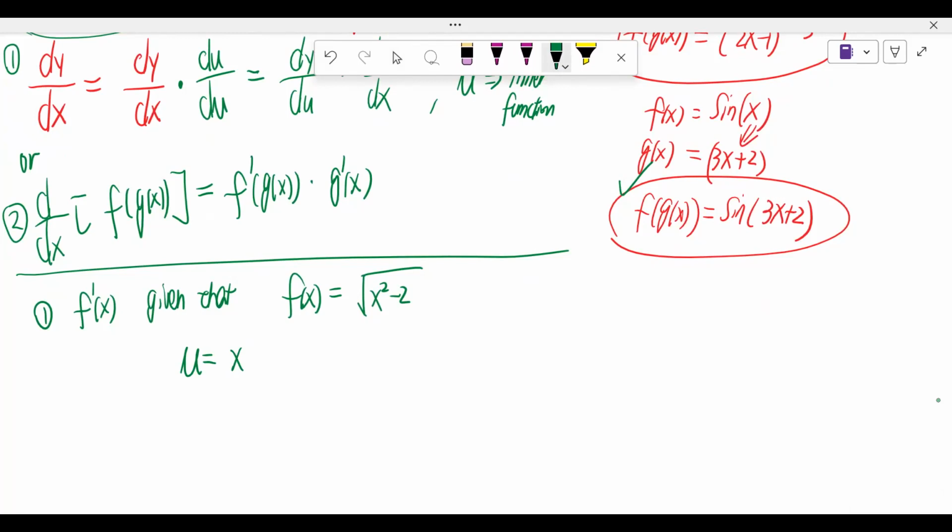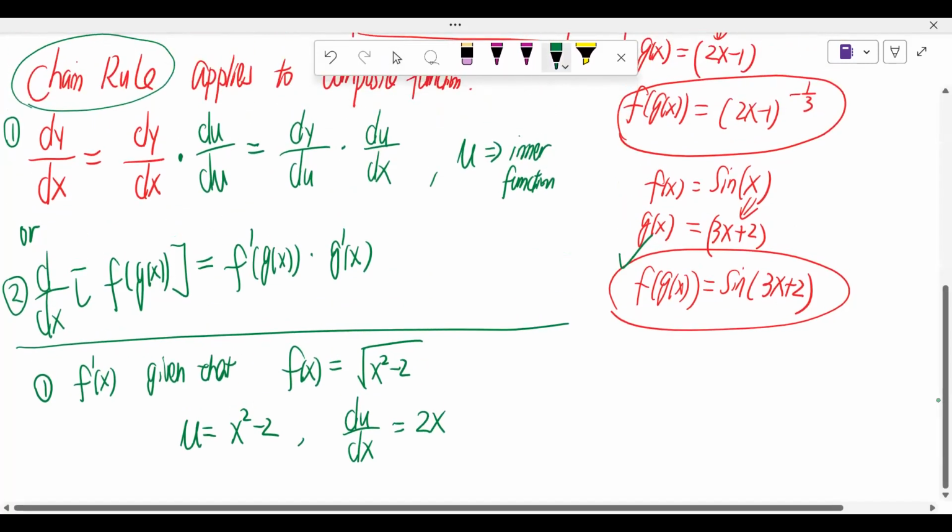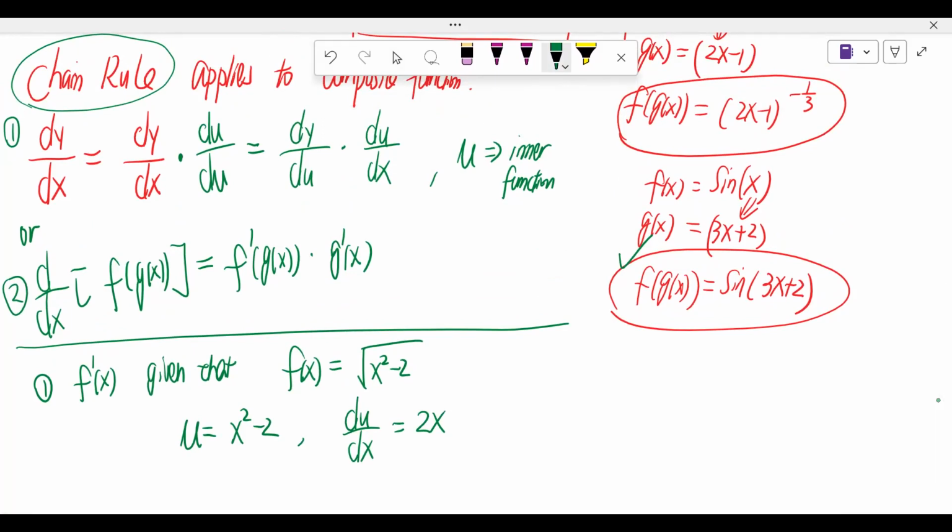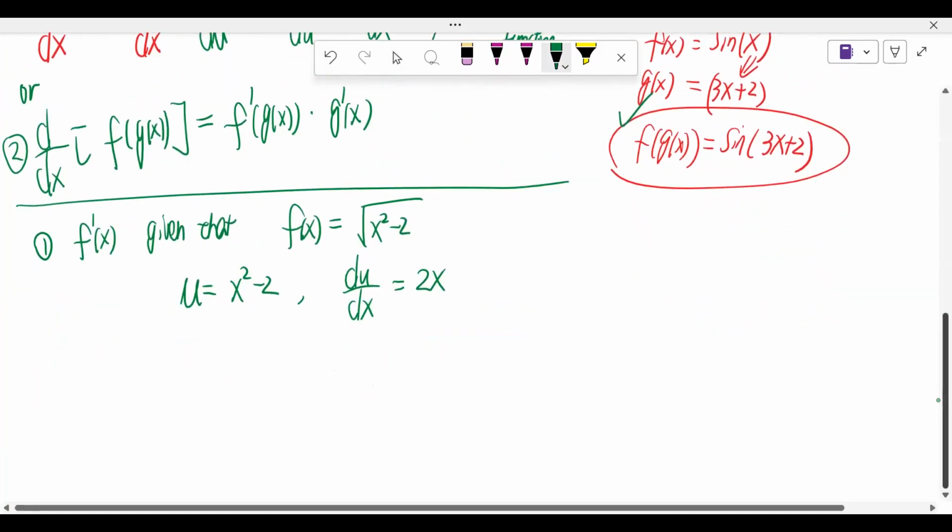So what do we have? And what's going to be du over dx here? Anybody? No problem. x squared becomes 2x, and the derivative of negative 2 becomes 0. We get that. So we've already completed half of it, because we have du over dx right here, and we just need to find dy over du.